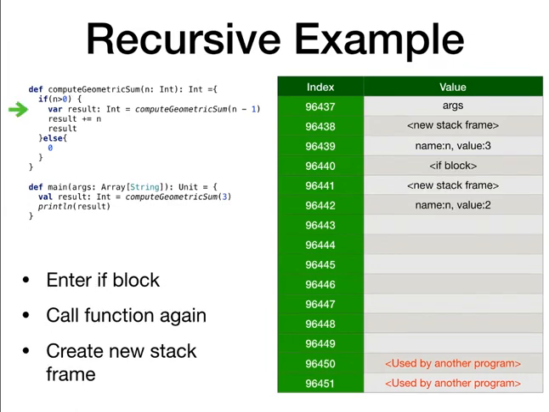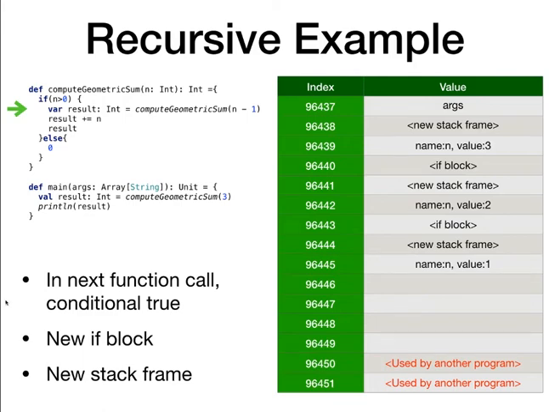When we're in the method, n greater than 0, or 3 greater than 0, is true. So we're going to go into this if statement. We're going to start an if block. The very first thing we need to compute is compute geometric sum of 2. So we're going to create another stack frame. We're going to call this method with a value of 2, set its parameter named n to 2 in a new stack frame, and we'll call this method again.